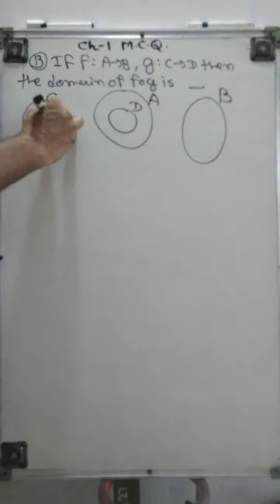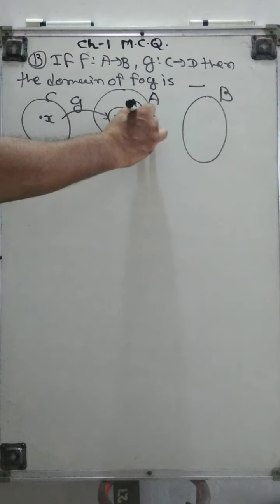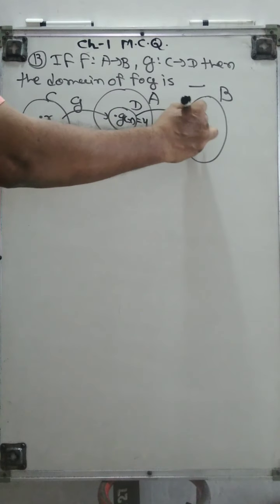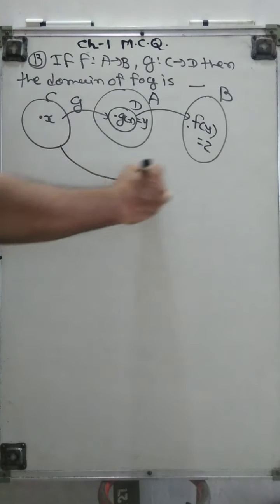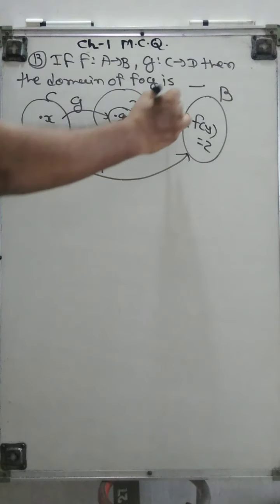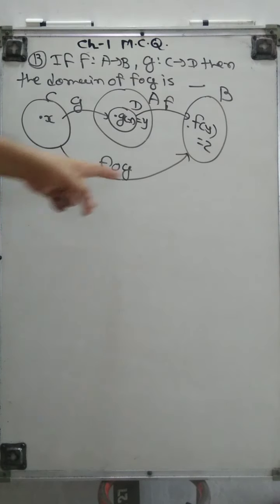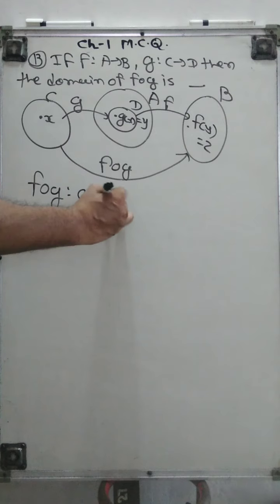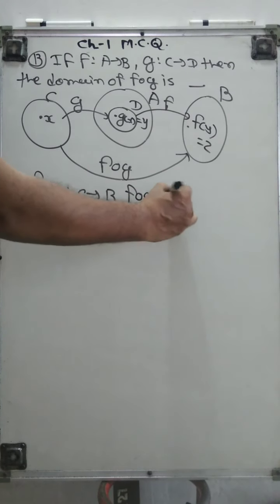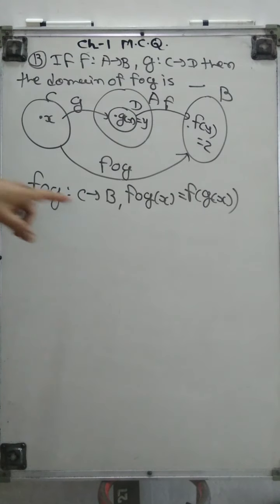So here when we take x, the element Gx is obtained, which is called y, and from this Gy we take Fy, which is z. So here the function is obtained, which is FOG. This is F and this is Z, FOG. So now when we take this function, FOG is obtained this way. FOG from C to B, and FOGx is equal to F bracket Gx. Therefore we can say that the domain of FOG is C.